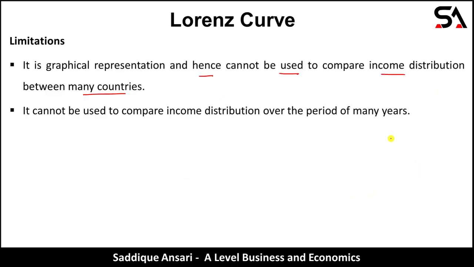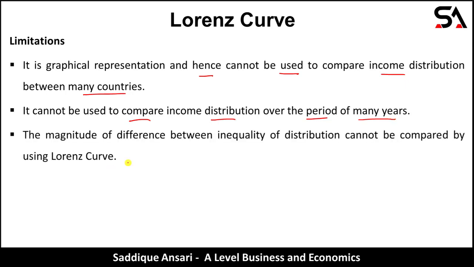Second limitation is it cannot be used to compare income distribution over the period of many years for the same country. Again, the same problem is that we can compare inequality in the distribution of income over the period of a few years, for example 2 years, 3 years, 5 years. But if we add more years, for example 20 years, 50 years, then the graph will be very congested. There will be a lot of Lorenz curves on the same graph, and it will be difficult to really understand that graph.